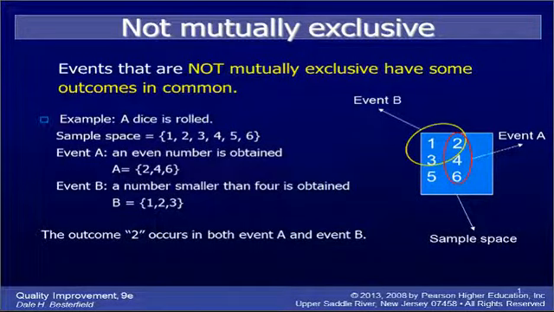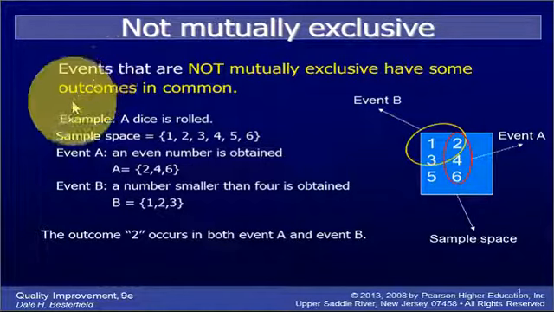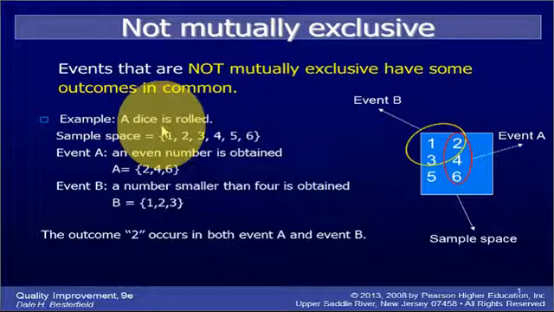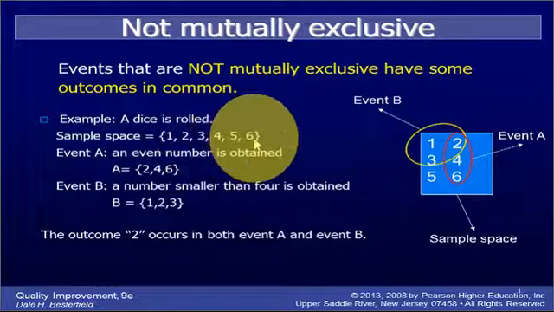Theorem 4 is designed to find the probability of A or B when they're not mutually exclusive. So here is an example of not mutually exclusive. The events that are not mutually exclusive have some outcomes in common. So this is a rule of thumb. For example, a dice is rolled. Therefore, my sample space is 1, 2, 3, 4, 5, 6, right?